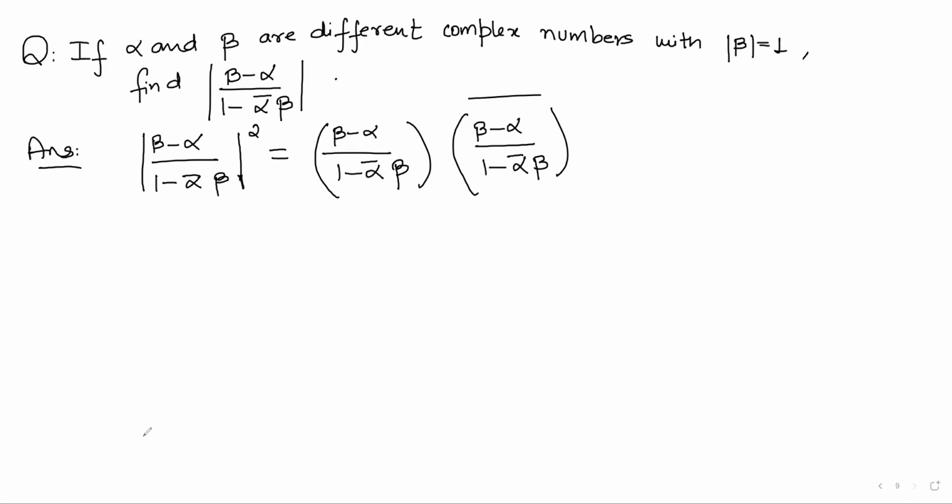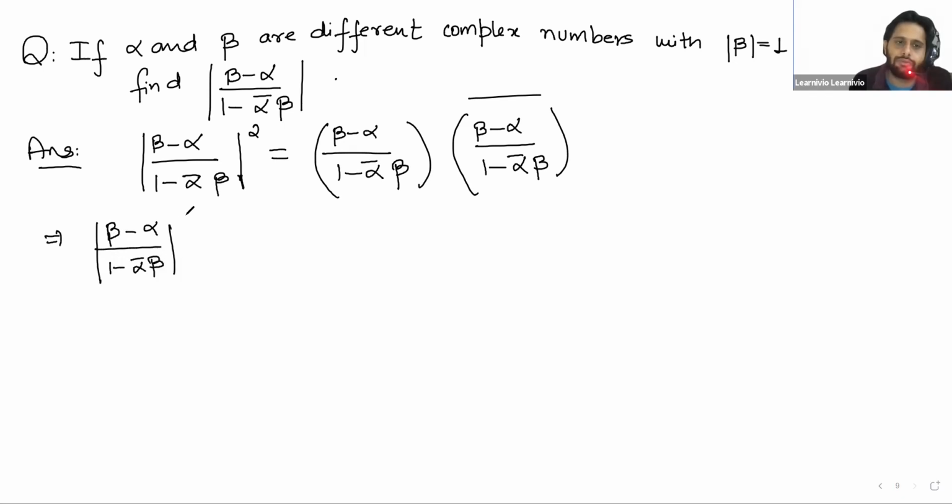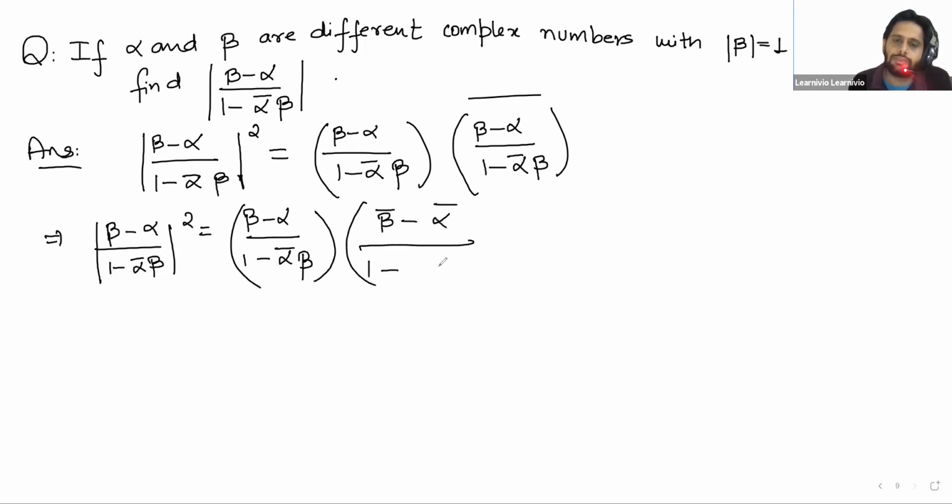And still, if you face any issue, then please let me know. I will help you in solving this. So what will we do about the alpha conjugate, already we have over there, right? Okay, then I will solve. I will do the other step also. Beta minus alpha over 1 minus alpha conjugate beta whole square will be equal to beta minus alpha by 1 minus alpha conjugate beta into beta conjugate minus alpha conjugate, and this is 1 minus.